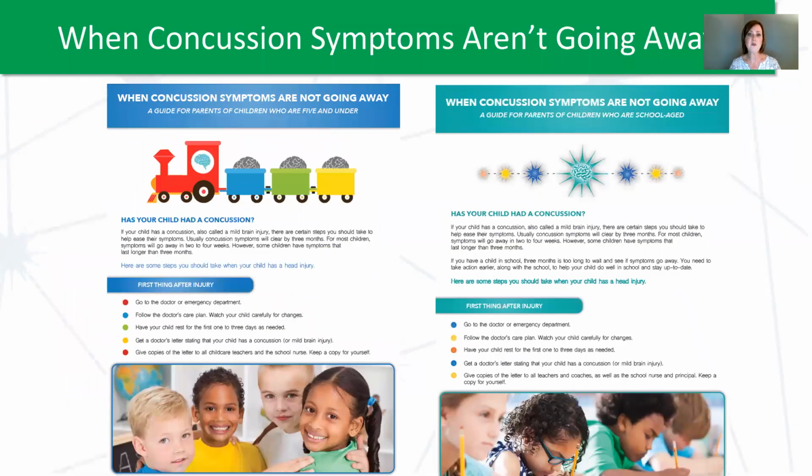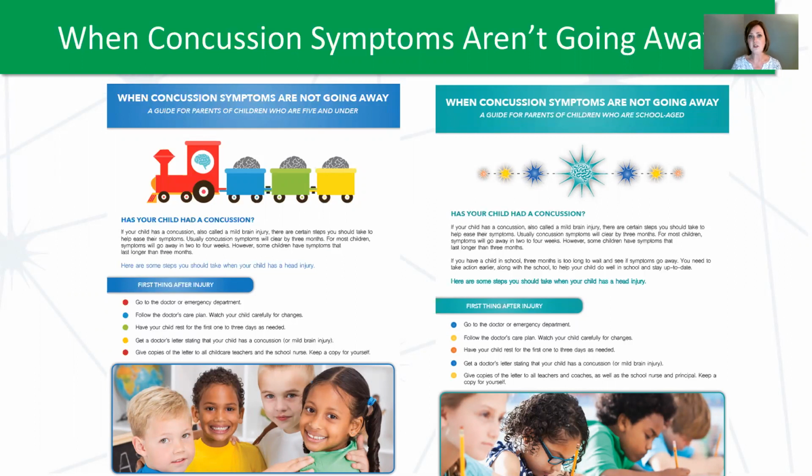When concussion symptoms aren't going away, probably our favorite handout from BrainLinks. We love this one because it's so colorful and it's easy to read, and it's kind of a one-stop informational material for parents if their child's hurt their head. So it takes them all the way from the very first day of the injury, what they might need to know and what they might need to look for, to when concussion symptoms aren't going away, maybe weeks, maybe months, maybe even a year after the injury.